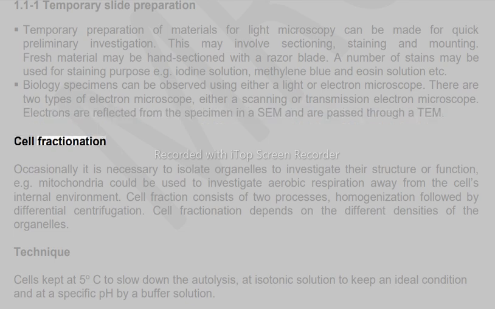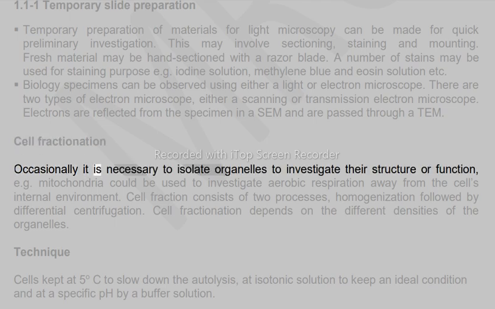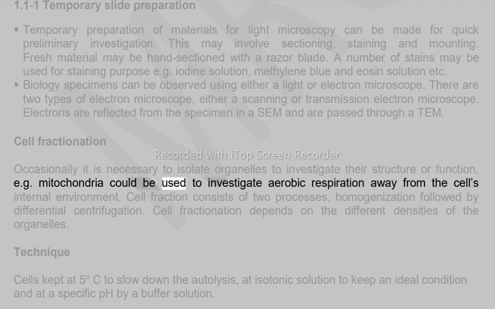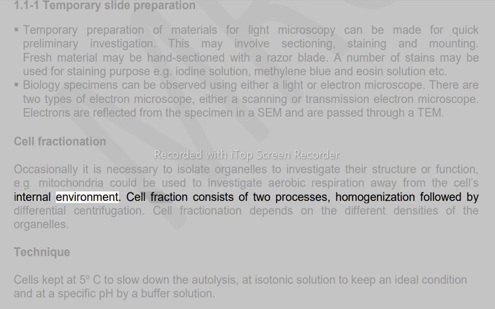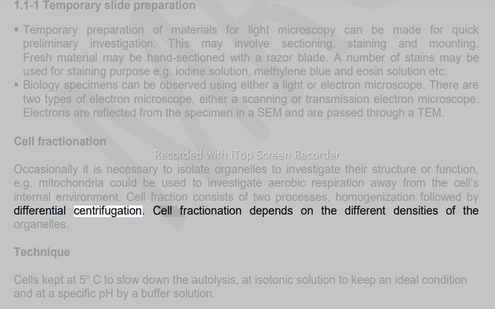Cell fractionation. Occasionally it is necessary to isolate organelles to investigate their structure or function, e.g. mitochondria could be used to investigate aerobic respiration away from the cell's internal environment. Cell fractionation consists of two processes, homogenization followed by differential centrifugation. Cell fractionation depends on the different densities of the organelles.